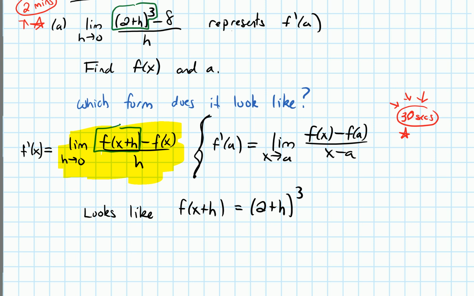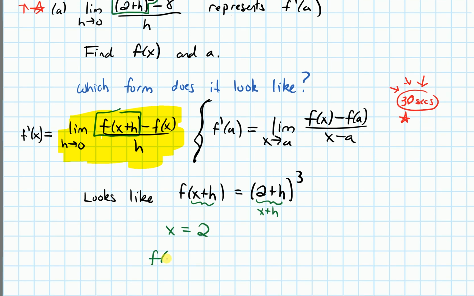If we think about this being x plus h, that's what's being plugged into our function, which we don't know yet. On the other side, 2 plus h is being plugged into a cube, a third power. So the 2 plus h matches up with the x plus h, which means our x value is 2 in this problem. And what's f of x? The 2 plus h is getting plugged into a cube, so our function is x cubed.